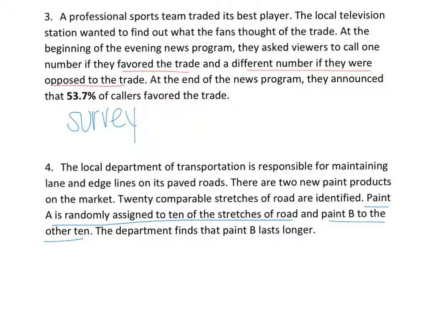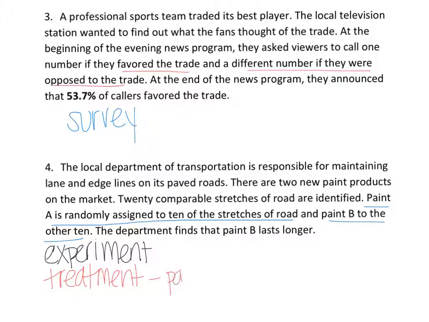Okay, so you've got 20 stretches of road. They're randomly assigned to 2 groups, and then they're administered different paints. This would be a great example of an experiment, divided into groups and given some kind of treatment. For an experiment, we're going to identify the treatment and the response variable. In this case, the treatment, what did they do to the roads? They gave them paint, so paint A or paint B. And the response was finding out how long they lasted, so the response is how long the paint lasted.